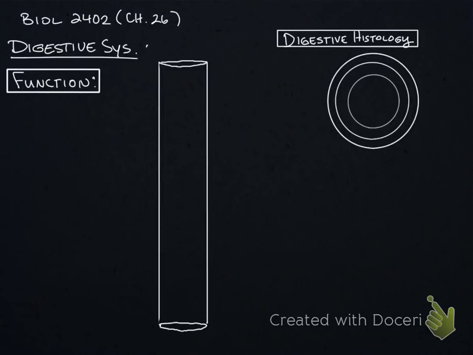Okay, so this is the recording for the digestive system, chapter 26, and let's begin by talking about some basic functions of the digestive system. So I have here a tube that's going to represent the digestive system, and the top will be the mouth.